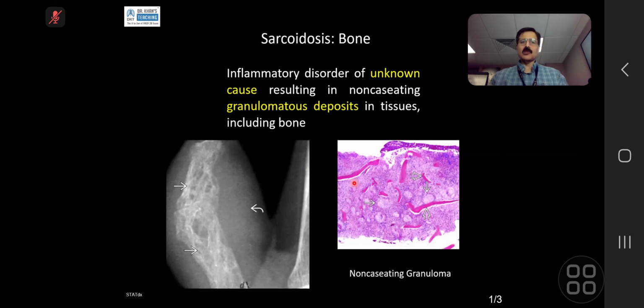Look at this soft tissue here. Look at this soft tissue. This is another case, and this is, of course, from StatDX. Inflammatory disorder of unknown cause resulting in non-caseating granulomatous deposits in tissues, including bone. So soft tissue swelling is very, very common. It can happen. Soft tissue nodule. Just remember that. So don't get confused if you find it.